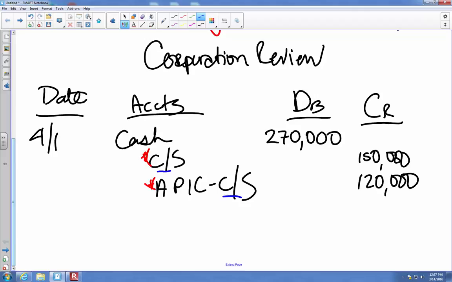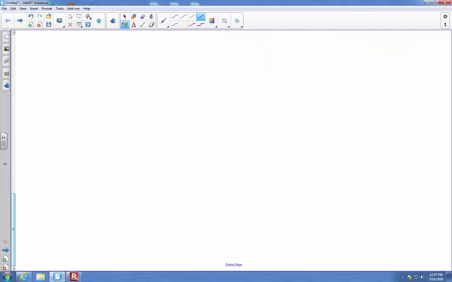What if you had 2 different classes of common stock, like Class A and Class B? They've got to be separate, or preferred stock 6%, preferred stock 9%. You've got to segregate them. Now, this is pretty straightforward, right? Let's jump ahead and talk about what a stock register looks like.